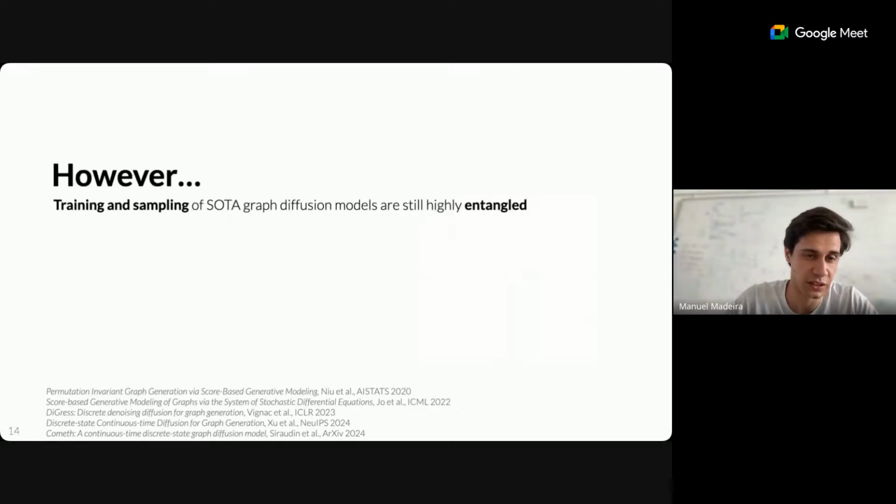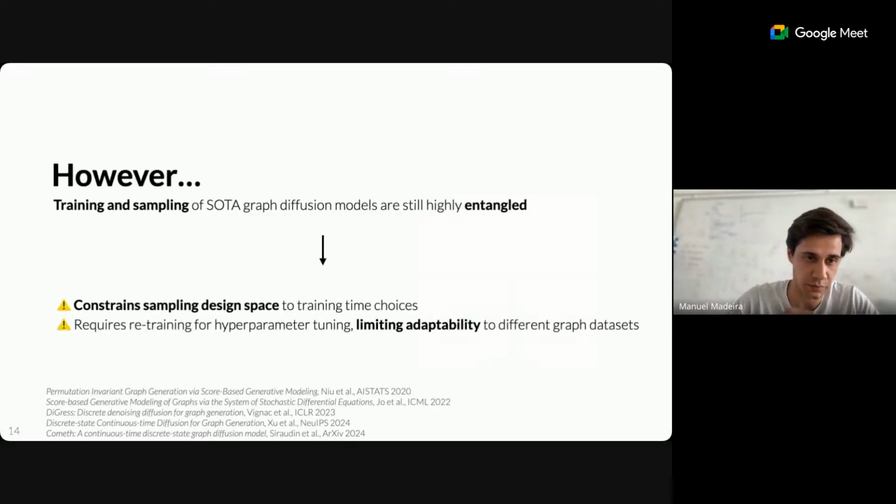However, the training and sampling of these graph diffusion models were still highly entangled. And what I mean by this is that training time choices would constrain the sampling design space. So if you wanted to tune a hyperparameter at sampling time, we would need to retrain the full model, and this would limit the adaptability of graph diffusion models to different graph datasets. And note that this is particularly problematic in the case of graph datasets, because they are really used to model instances of very different natures, for instance, molecules or circuits or social networks, as I mentioned before.